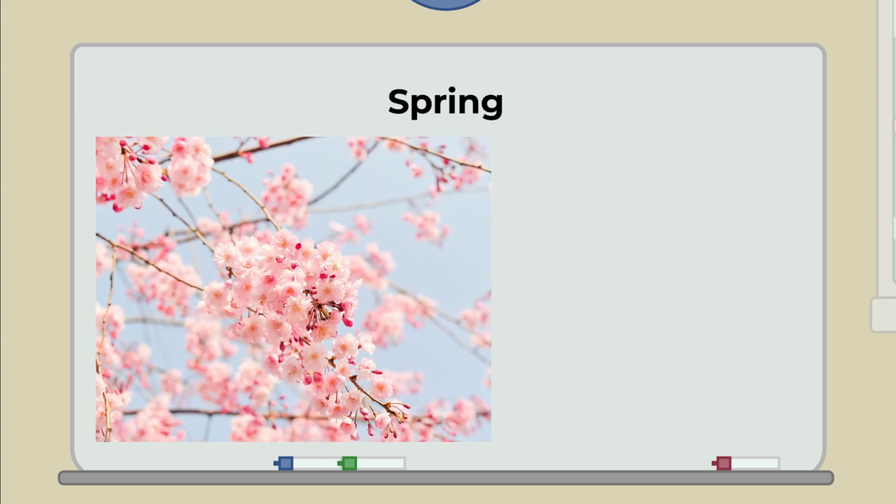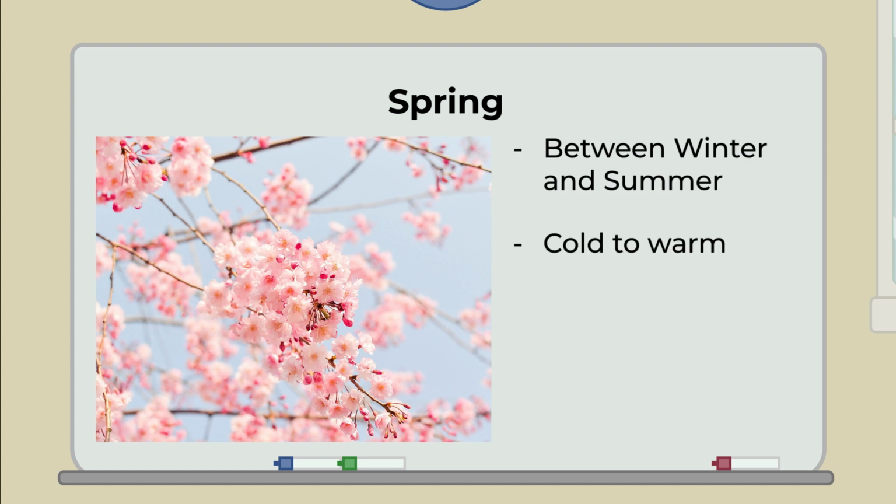Spring. Spring is the season between winter and summer. This is the time where the cold winter temperatures, little by little, rise to the warmth of summer. This is also when we may get rainstorms to help things begin to grow. Temperature tells us how hot or cold something is. Spring is in March, April, and May.